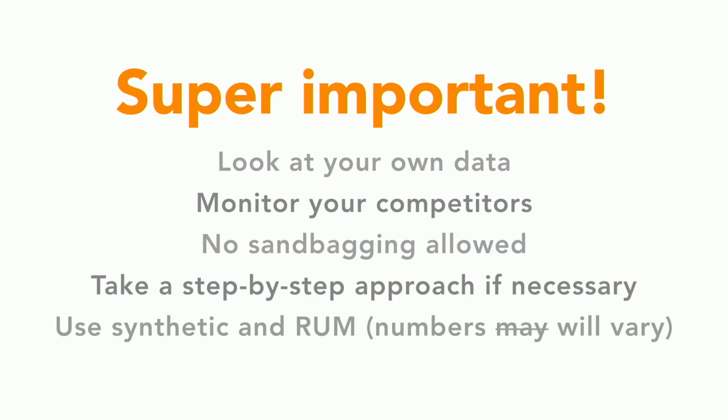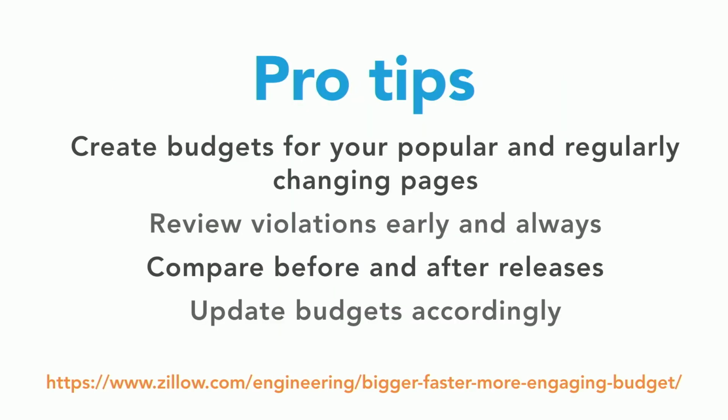And then use synthetic and RUM if possible, for a lot of reasons. But in this case, it's because your numbers will vary from different tools. With RUM, you're affected by the fact that people are visiting with probably a primed cache or somewhat primed cache. With synthetic, it's typically a fresh cache. So it's good to have those numbers side by side.